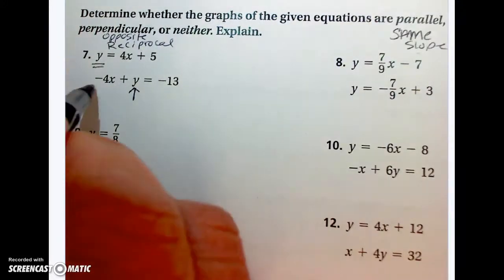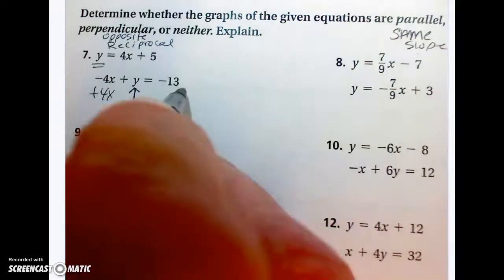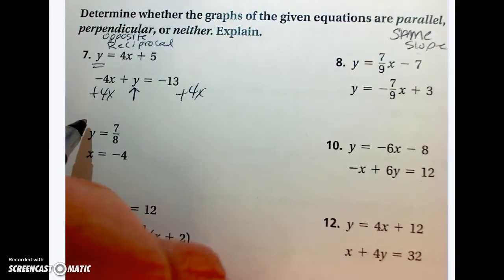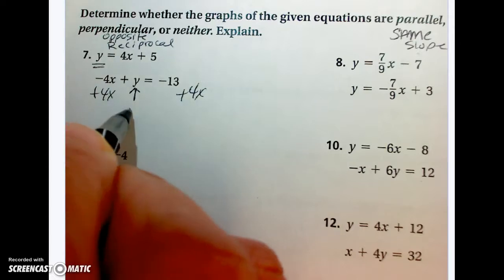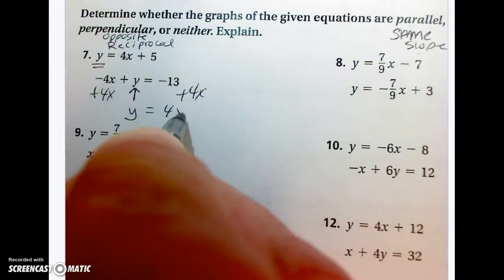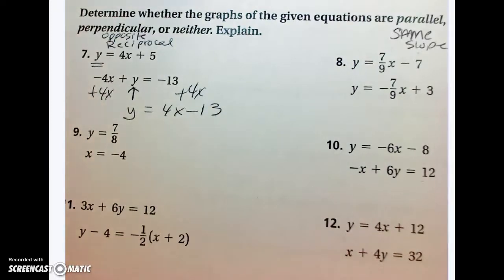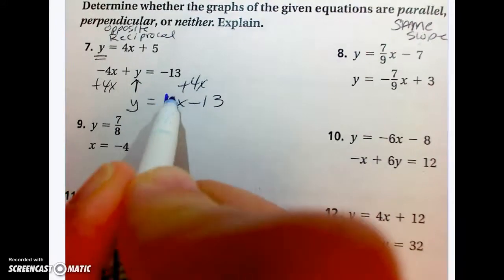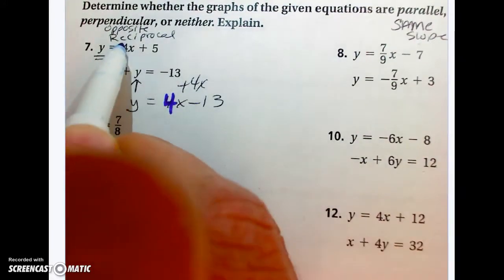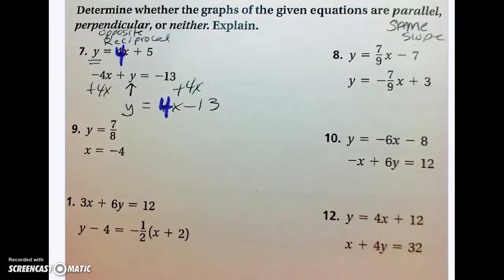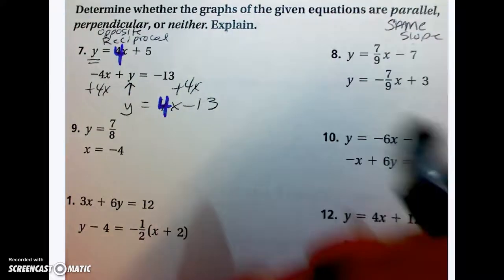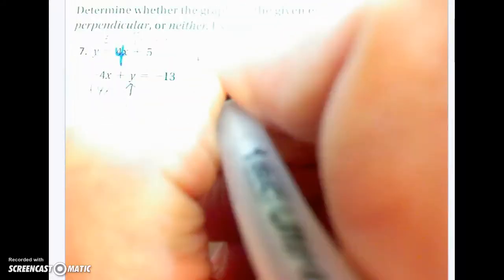So we're going to add 4x to both sides of the equation. Now we have y is equal to 4x minus 13. And then we take a look at our slopes. So here I have a slope of 4. Here I have a slope of 4. So this is a parallel. These lines are parallel.